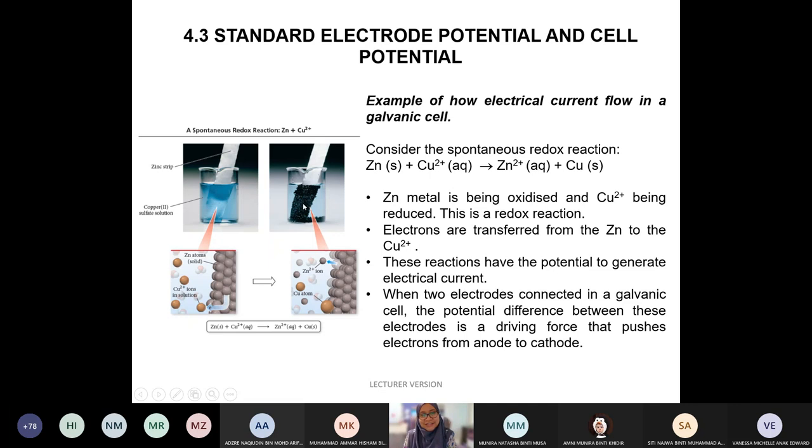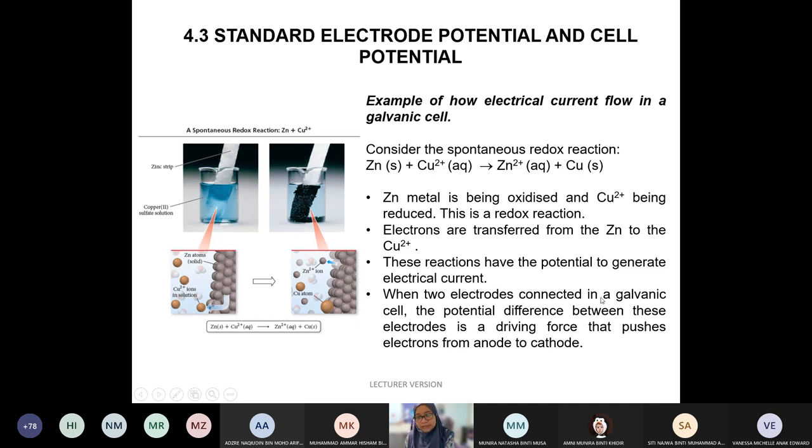But in a setup like this, we cannot separate the current, because it happens in the same container. That's why we separate them, so that we can harness the electrical current. If it is like this, the redox happens, but we cannot collect the electrical energy. So this reaction has the potential to generate electrical current.